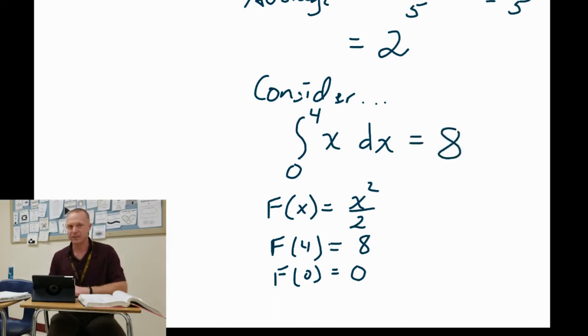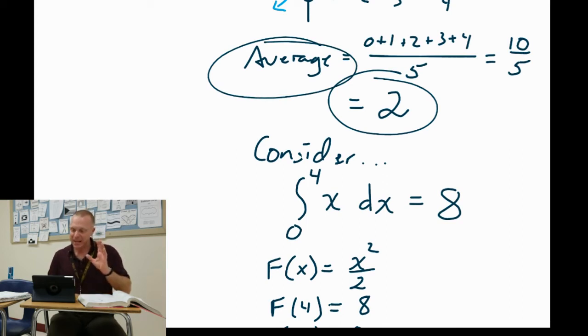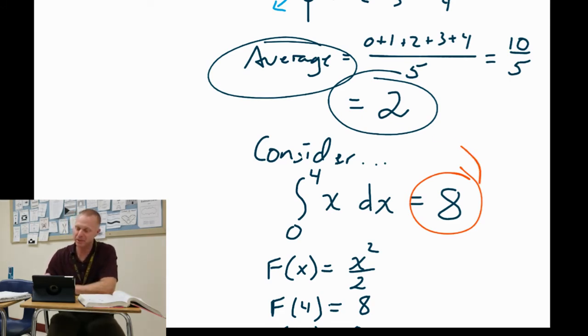Darn. You thought that maybe it was going to come out to be 2, the answer that we found for the average. Well, I didn't say that it was going to equal the integral, but I said it has something to do with the integral. So the question becomes, how can we use the number 8 and one other idea that's in this problem to help us get the number 2?